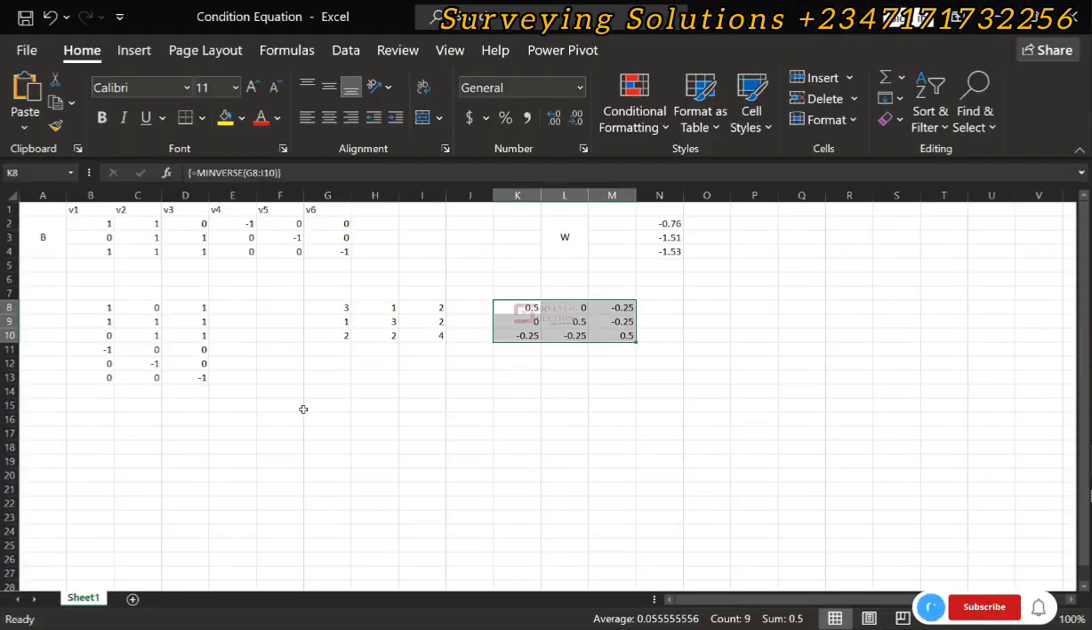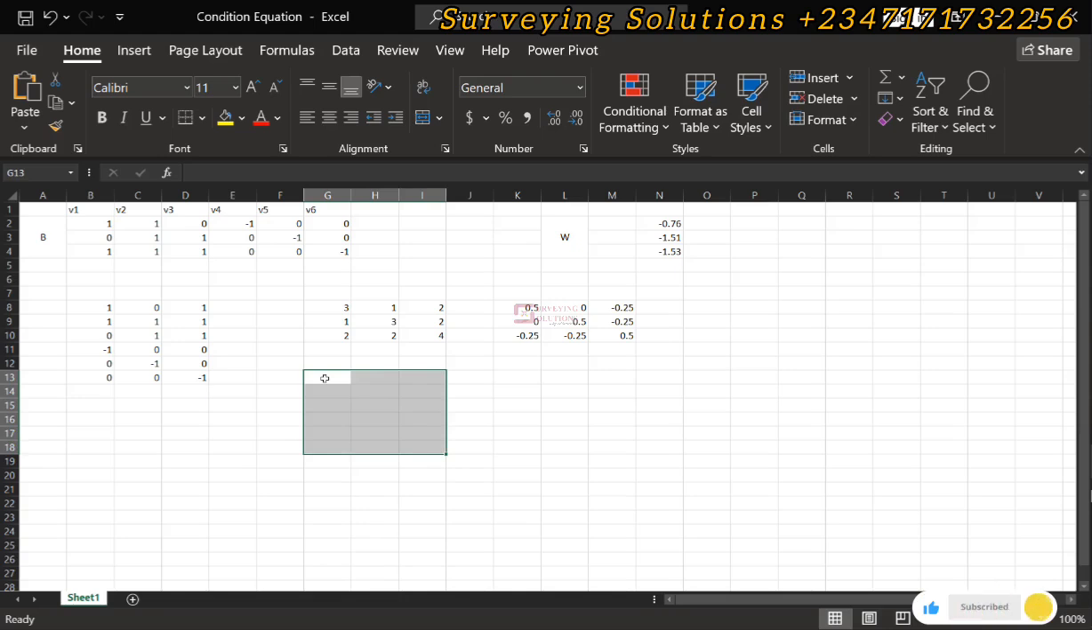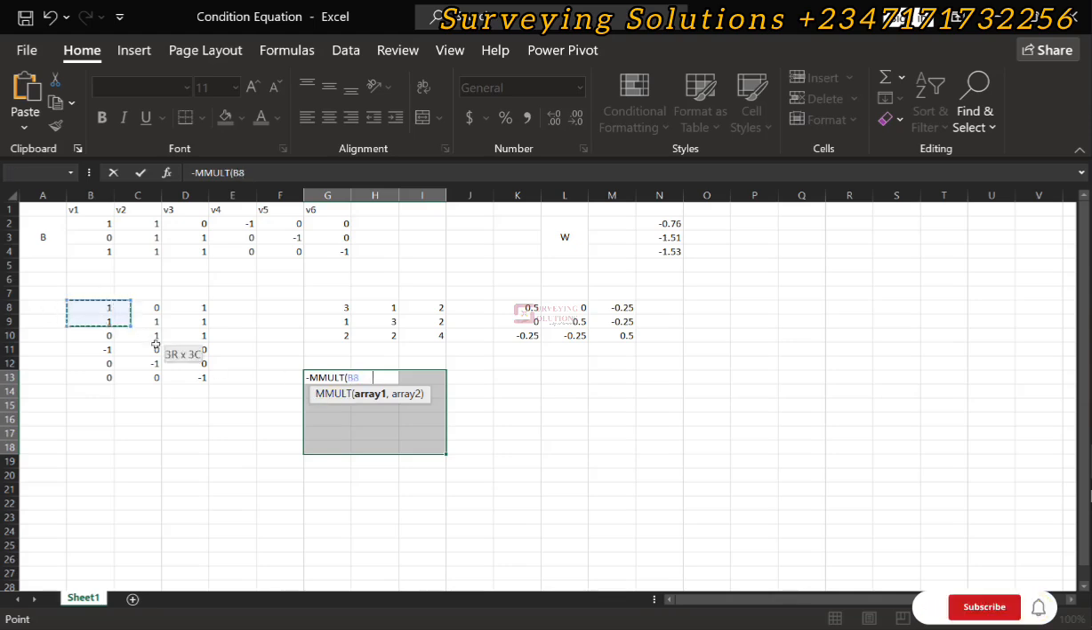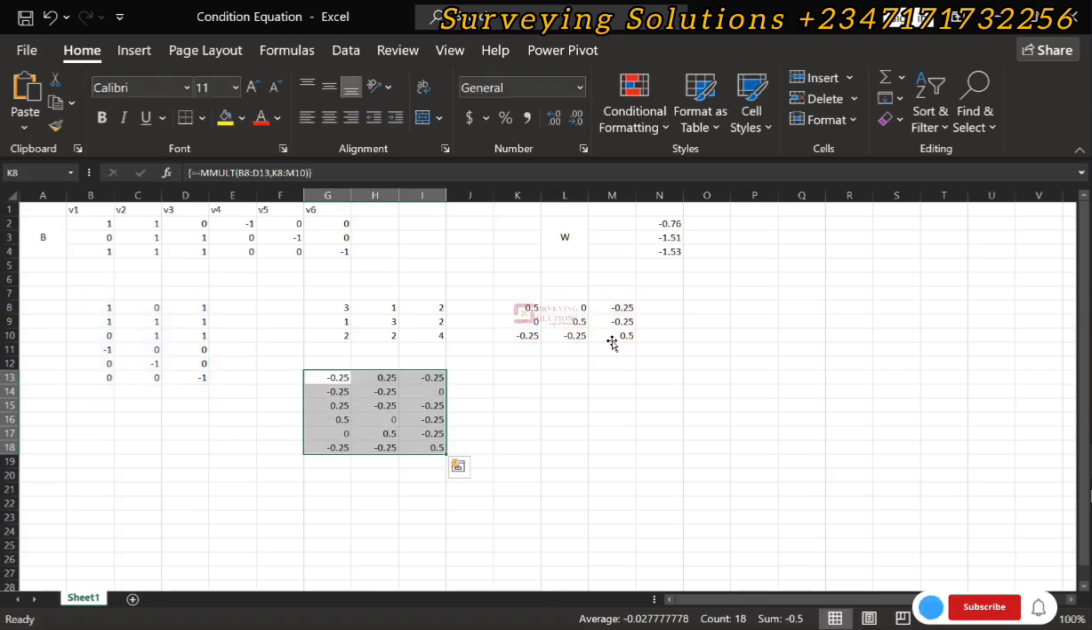So for a 6 by 3 array, we have cell 1, and we go down the 6 rows, 1 2 3 4 5 6, and then 3 columns, which serve as column 1, column 2, and column 3. So we have equals MMULT. What is our B transpose? Our B transpose is this. Then we have comma, the inverse, which is this, right? Good. So we press Control Shift Enter. So it has returned the product of B transpose multiplied by this inverse, right? Good. So that's this inverse, then this is the product.